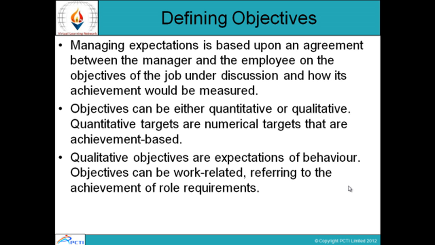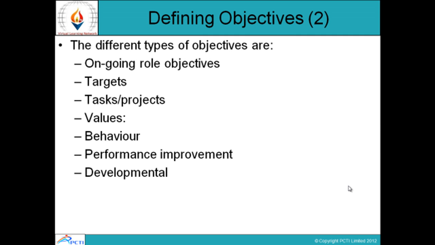Objectives can be either quantitative or qualitative. Quantitative targets are numerical targets that are achievement based, whereas qualitative objectives are expectation of behavior. Objectives can be work related, referring to the achievement of the role requirements. The different types of objectives are ongoing role objectives, targets, tasks or projects, values, behavior, performance, improvement, and developmental.